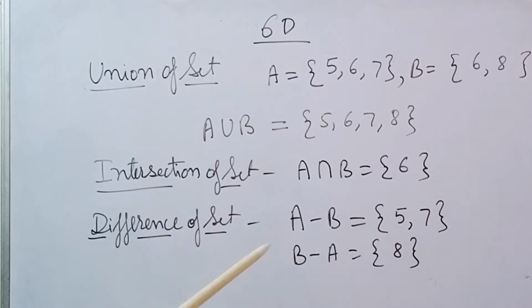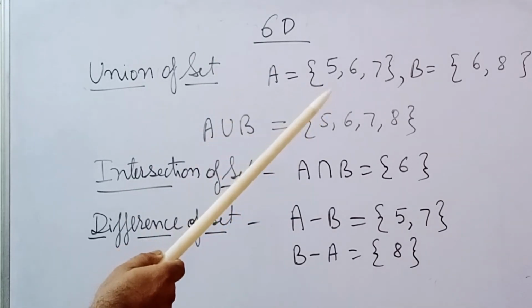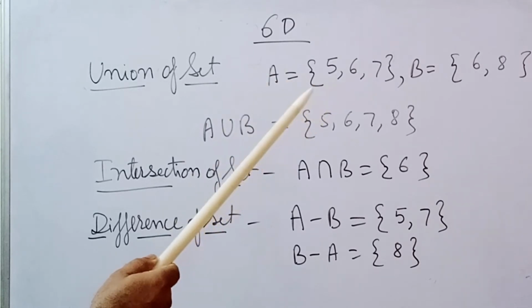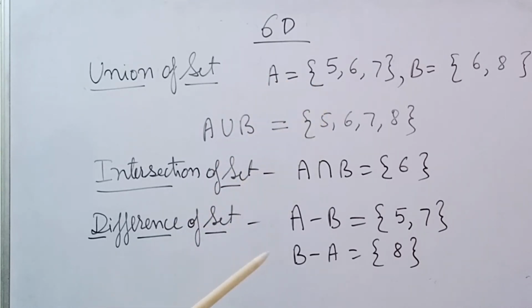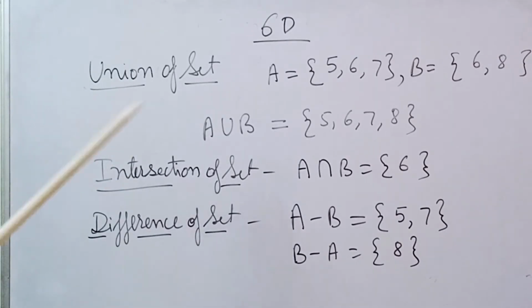Similarly for B minus A, we will leave the elements of B that are in A. So that is 6. We will leave the 6 and the rest is 8. So B minus A equals 8. So in that manner you will find union of set, intersection of set and difference of set.